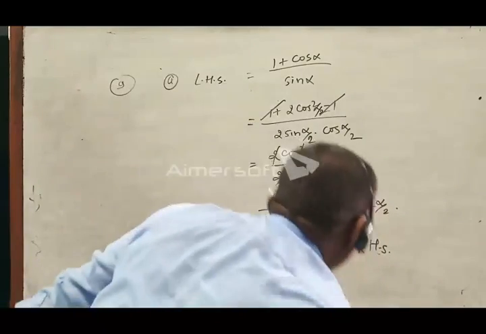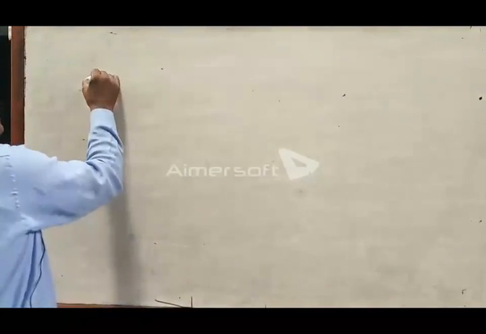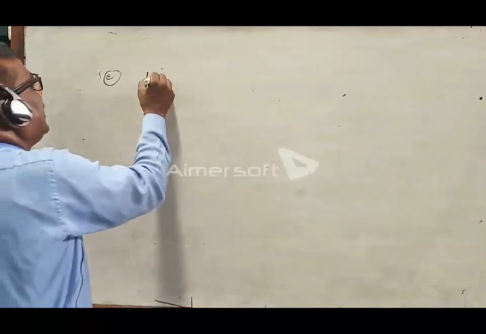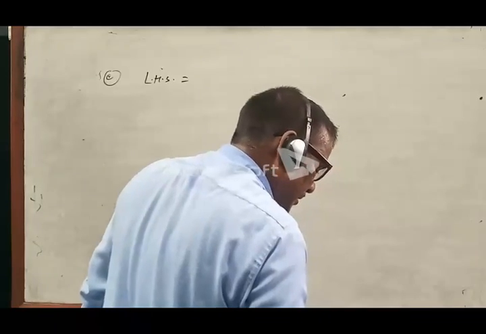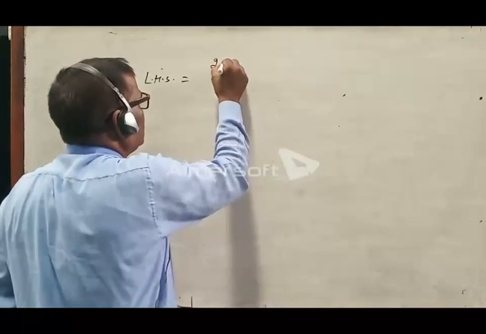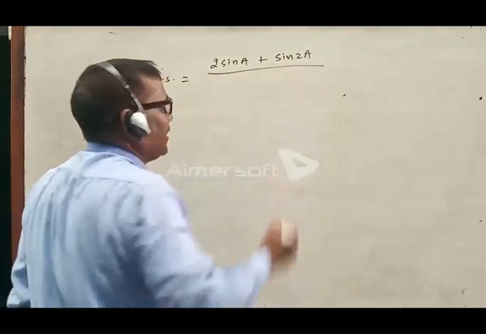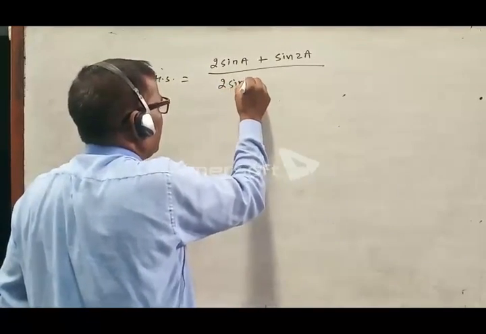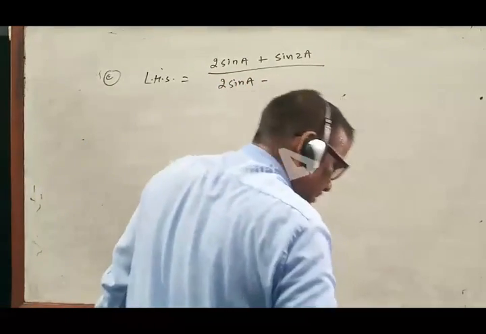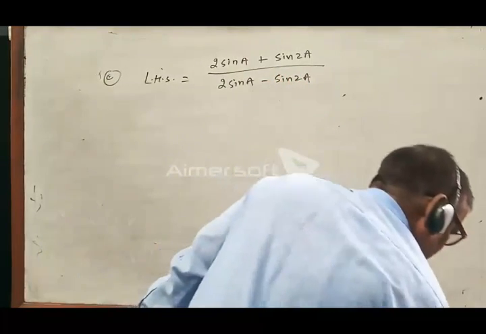Also from question 9, question number 9E. LHS is 2 sin A plus sin 2A divided by 2 sin A minus sin 2A. Our proof is cot square A by 2.